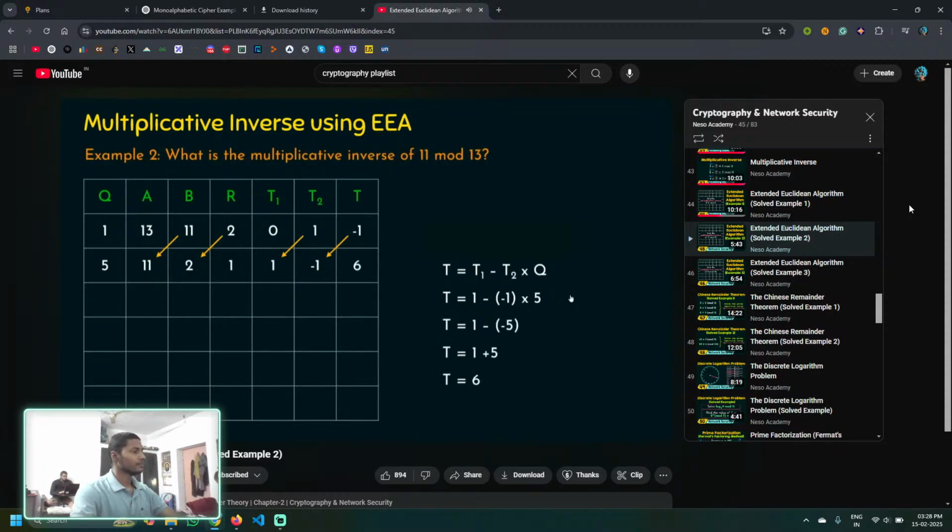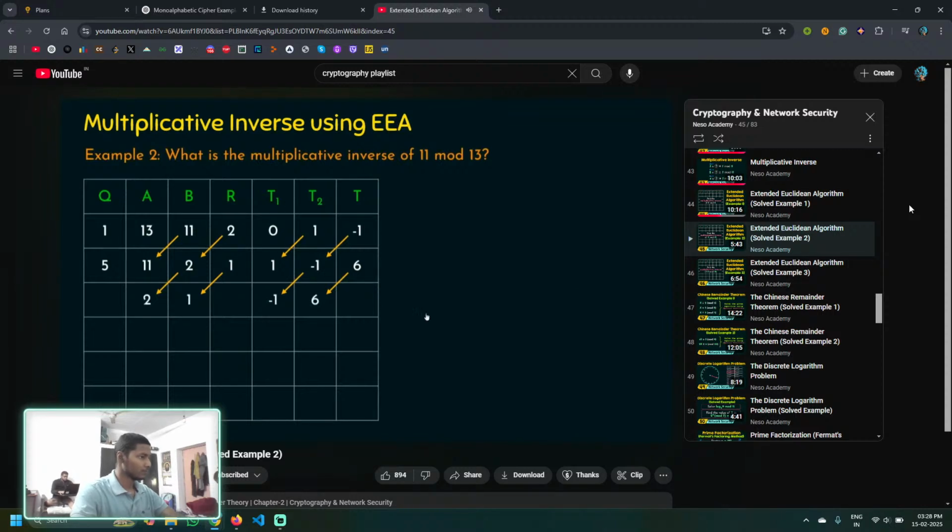Now the second row is also over. What are we going to do? The shifting operation continues. So whatever is there in B, that is going to be stored in A. Whatever is there in the remainder, it is going to be stored in B. Similarly, whatever is there in T2, it is going to be stored in T1, and whatever is there in T, it is going to be stored in T2. Now we can witness that the values are being filled up appropriately. I hope things are clear as of now.